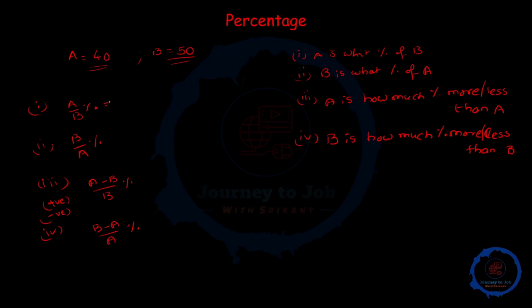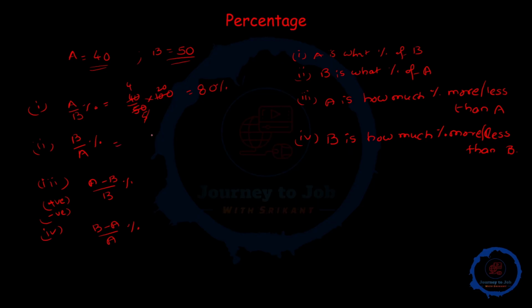Now let's see A by B percentage. So 40 by 50. For all this purpose, this is conventional method of calculation. I will tell one more method later. 40 by 50 into 100. This is 4 by 5. 5 1s are 5, 5 20s are 100. So 4 into 20, 80%. So A is 80% of B.